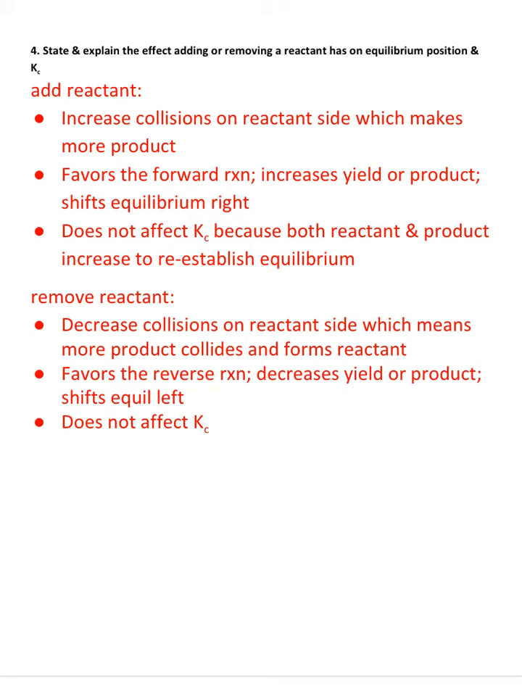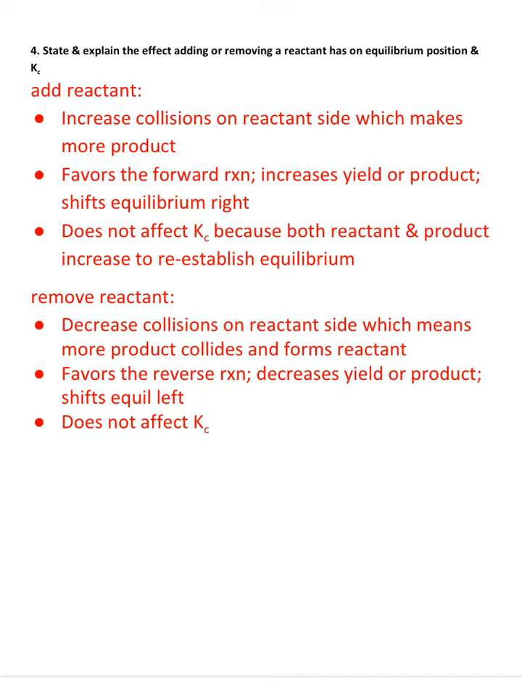Objective 4: state and explain the effect that adding or removing a reactant has on equilibrium position and Kc. Adding and removing reactant or product are probably the easiest changes to visualize. But what we're always trying to come up with is, am I increasing collisions on one side or the other, or am I decreasing collisions on one side or the other? And then, what are the effects of that?